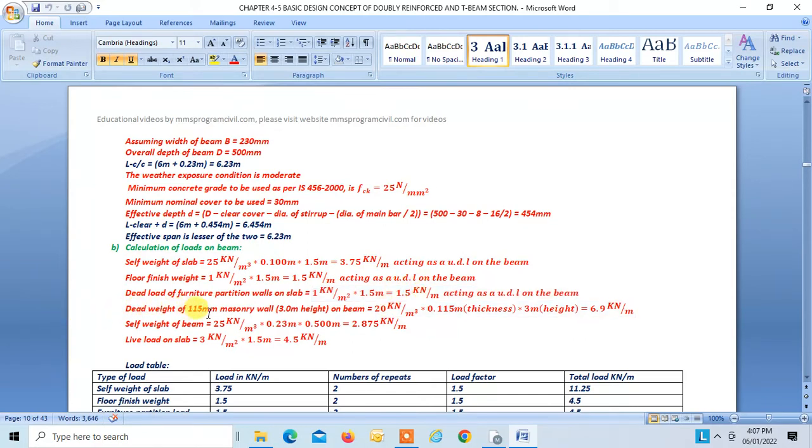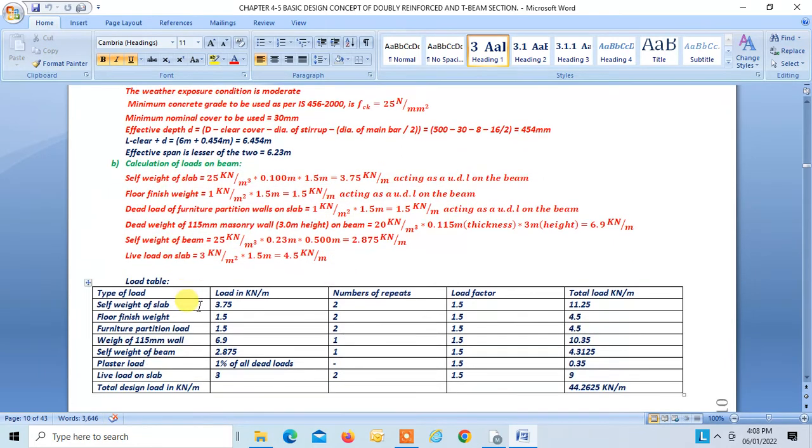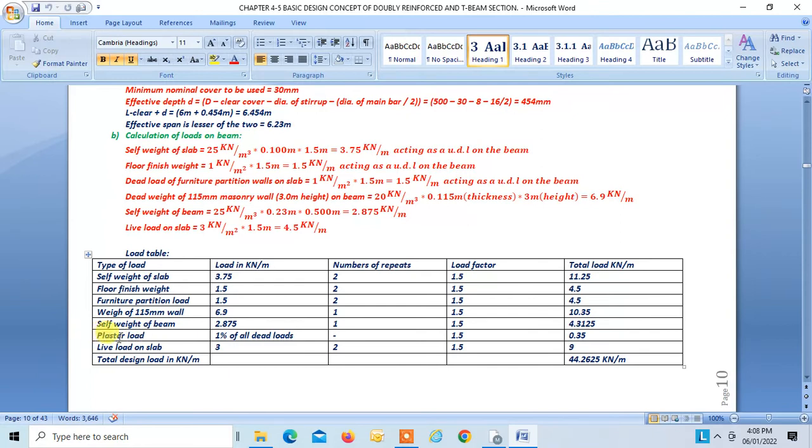Dead weight of wall 115 mm thick, 20 is the density of wall. Thickness is 0.115, height is 3, so this is equal to 6.9 kN per meter, right? Self weight of beam, that is 25 into 0.3 into 0.5, that is equal to 2.875 kN per meter. Live load on slab is 3 kN per meter square into 1.5 meter is the width of the slab, that is equal to 4.5 kN per meter. So this is what I have put in this table. One thing I have added is plaster load that can be taken as 1% of the dead load, right?